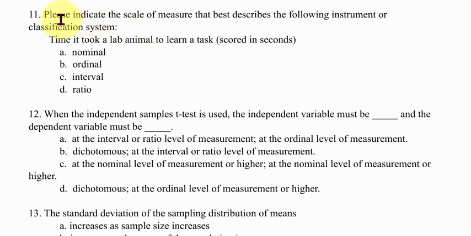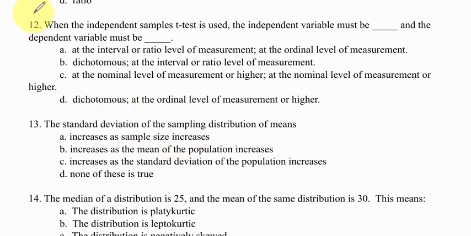All right, so again, number 11, scale of measurement. Is it a nominal variable, continuous variable, or a ratio variable? Ratio and continuous are the same thing, so SPSS calls it scale. So is it a regular counting number, or is it a categorical variable, which is nominal, or is it a leveling variable? The time it took a lab animal to learn something, scored in seconds, that's obviously a ratio variable.